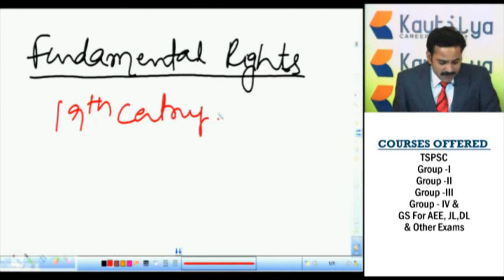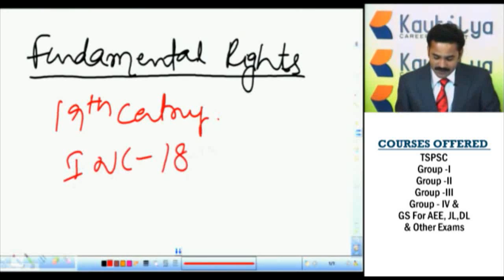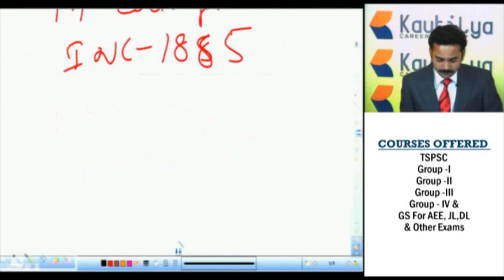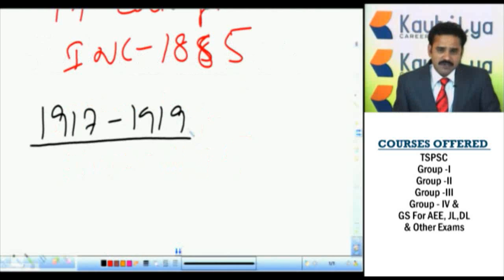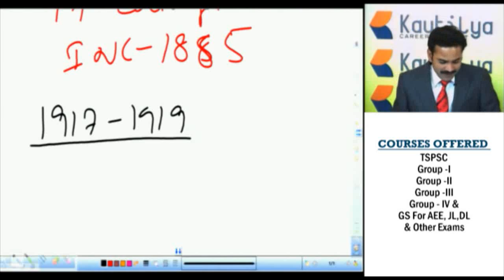It was implicit in the formation of the Indian National Congress in the year 1885. 1885 was the establishment year of the Indian National Congress, and after that a series of INC resolutions were passed between 1917 and 1919. In these two years, a number of resolutions adopted by the Indian National Congress repeatedly demanded civil rights and equality of status with Englishmen.